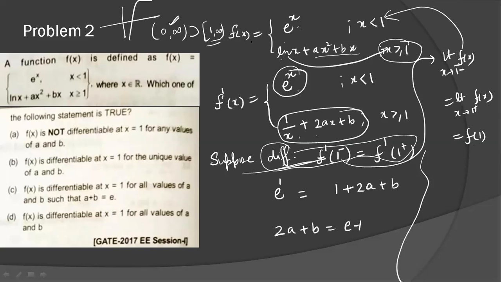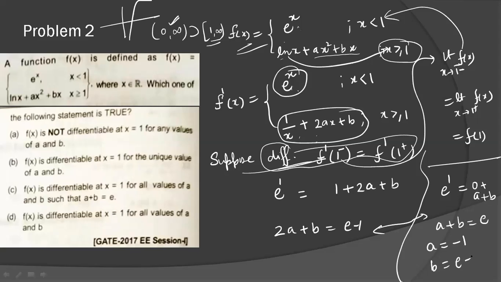Obviously, put x equal to 1 in the given function. So it will be e to the power 1 equal to, put x equal to 1 here, log 1 will be 0, plus a plus b. So the second equation in a and b will be a plus b equal to e. If you solve for a and b, you will see a equal to minus 1 and b equal to e plus 1. It means we are getting unique values of a and b if the function is differentiable.